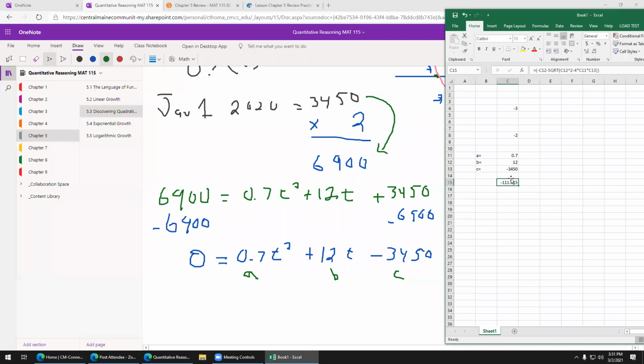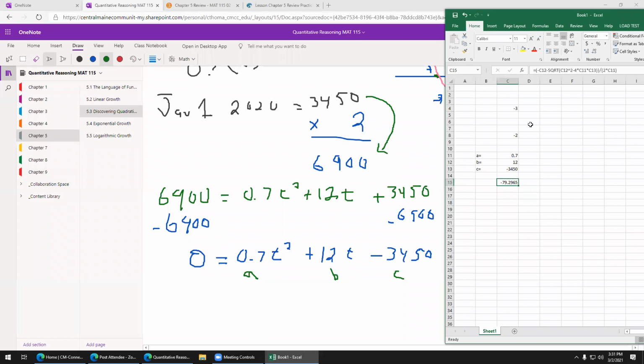And then I have to divide that by parentheses, 2a, right? So 2 times a, which is 0.7. And I get negative 79. Does negative 79 make any sense? No. Unless we're going backwards in time, it makes no sense. So that answer is no good. But remember, we have to do this twice, right? We have to do it once with a subtraction and once with a plus.